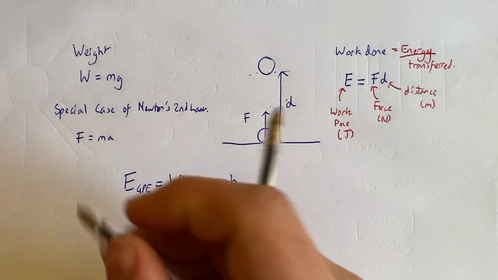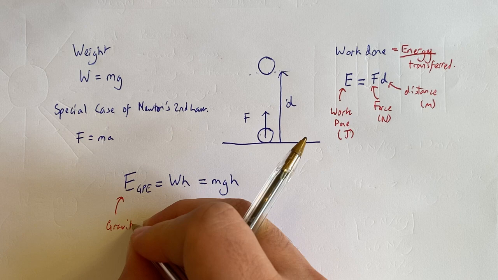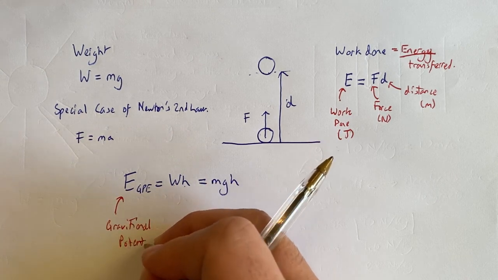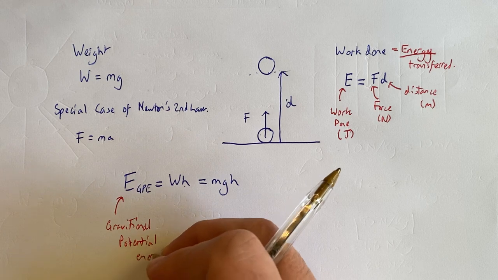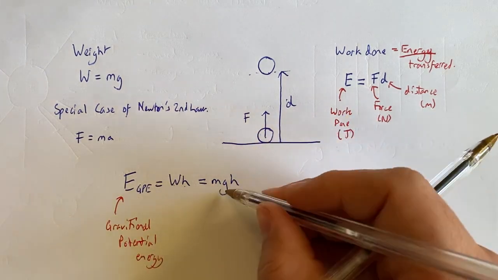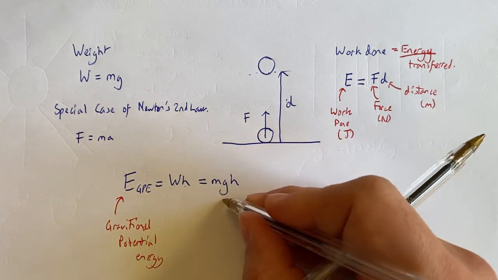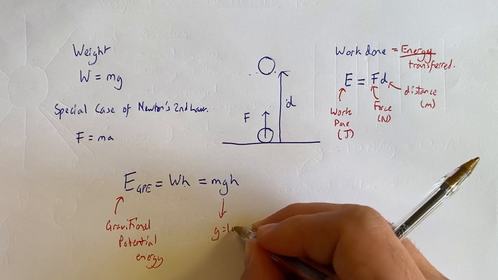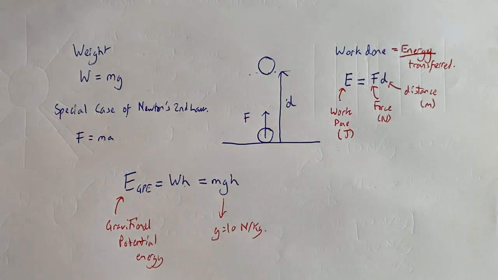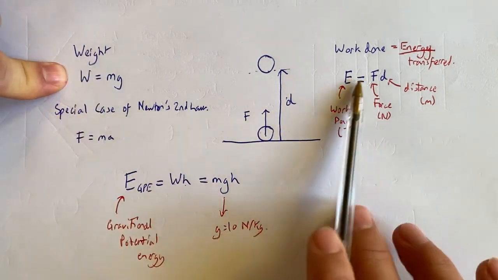So gravitational potential energy, which is the amount of energy required to lift an object in a gravitational field, is the mass of the object that you're trying to lift multiplied by g, depending on what planet you're on. And obviously normally we're on Earth, so we know that g is equal to 10 newtons per kilogram, and then multiply that by the height that you're travelling. So this equation for weight is important because it relates to several others.